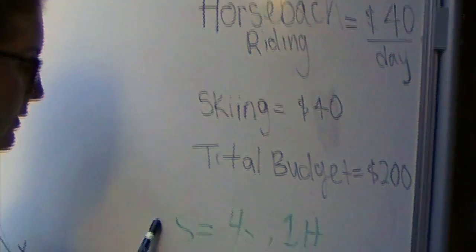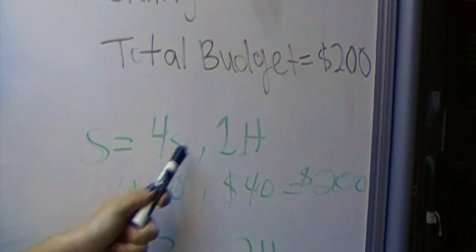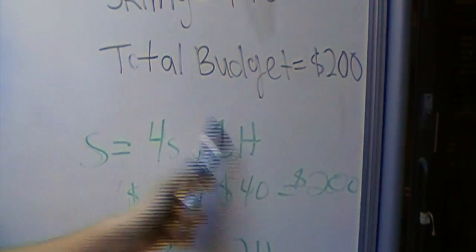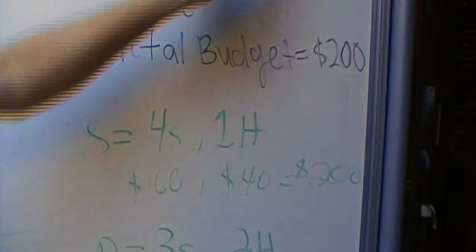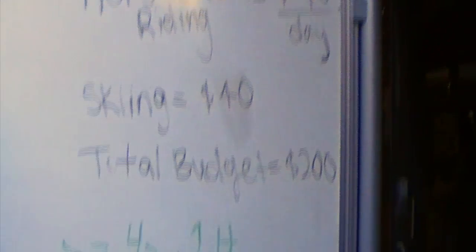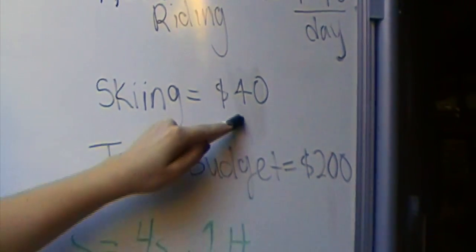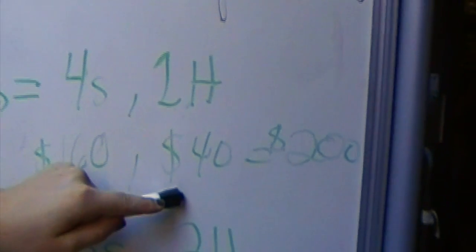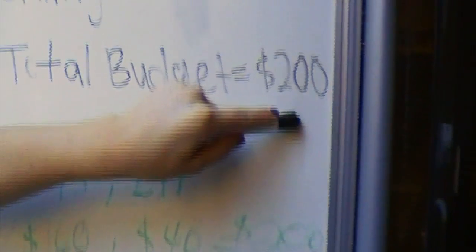Just to clarify, over here, if you put all of this together, you can get 4 days of skiing and 1 day of horseback riding at point S. So 4 days of skiing times the price of $40 gives you $160, and 1 day of horseback riding at the price of $40 gives you $40. So 160 plus 40 equals $200, and that's your total budget.